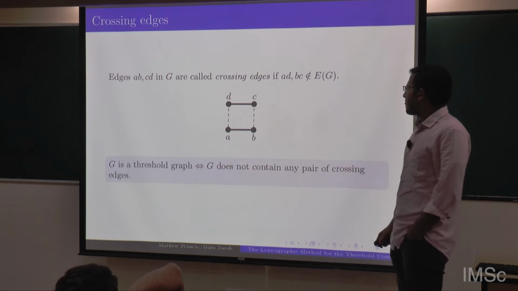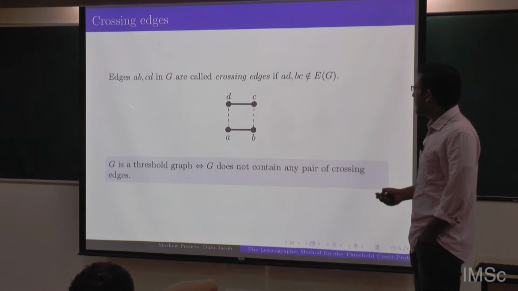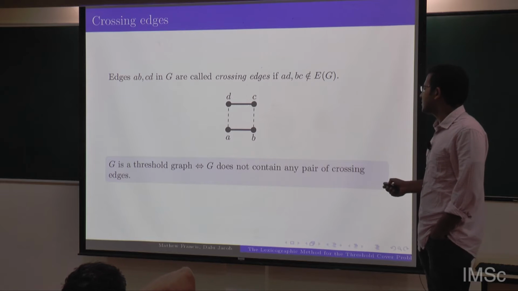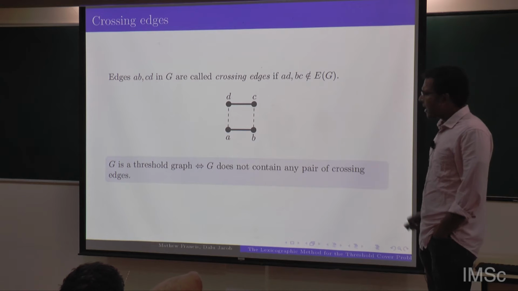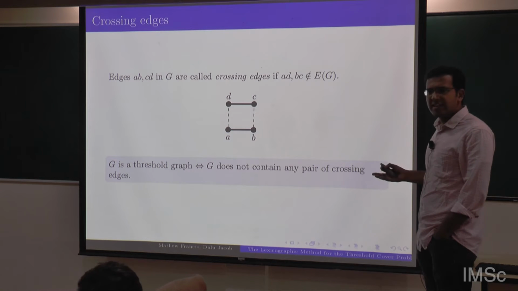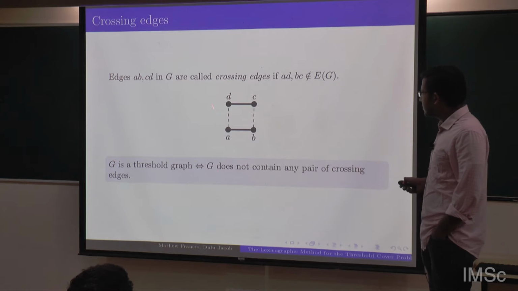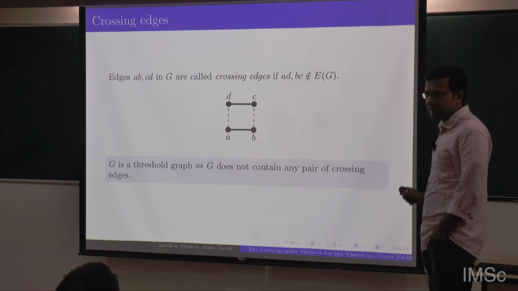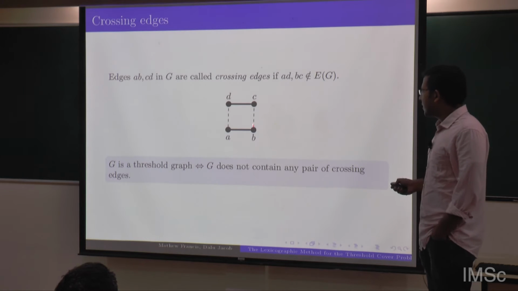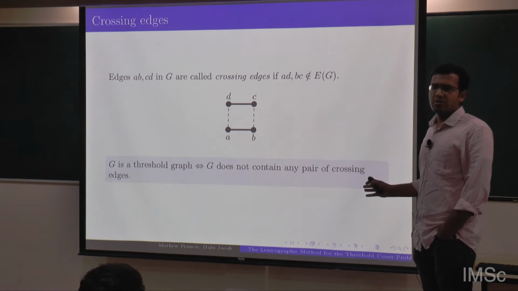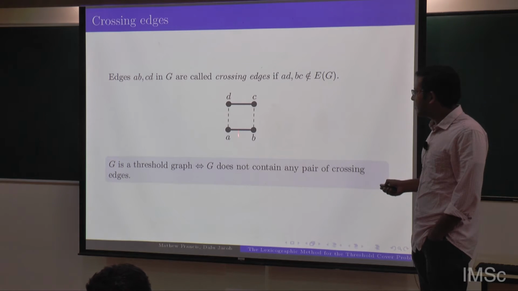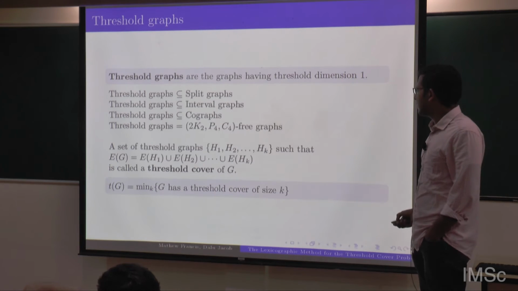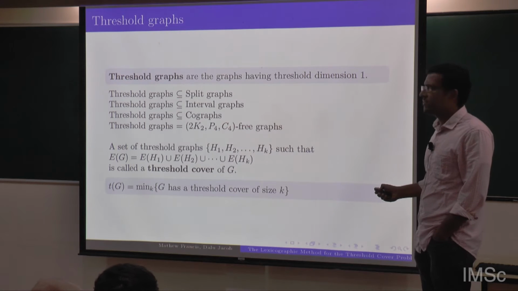So if we just look at threshold graphs, one easy way to define them is the following. Suppose that you have two edges AB and CD, and there are two parallel missing edges between them. I don't say anything about these two. They could be edges or non-edges. But if you have this structure in your graph, then it cannot be a threshold graph, because then you have either a 2K2 or a P4 or a C4 in your graph. So threshold graphs are exactly those graphs which don't contain any of these.